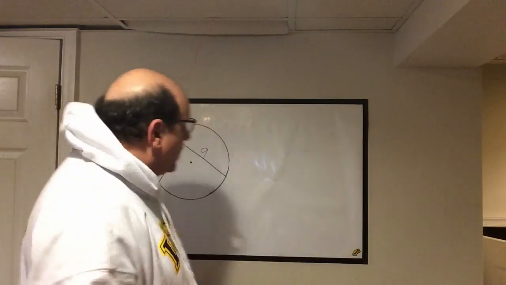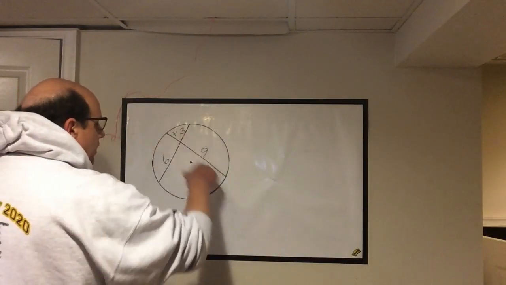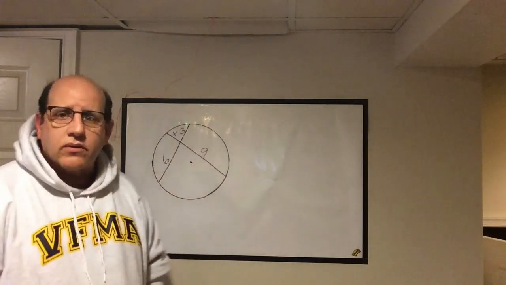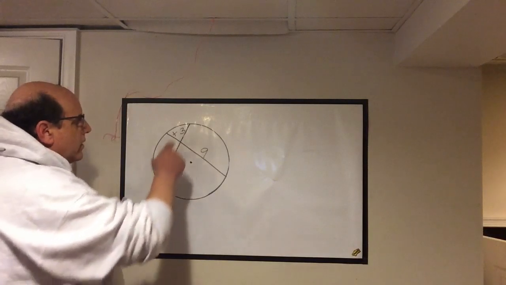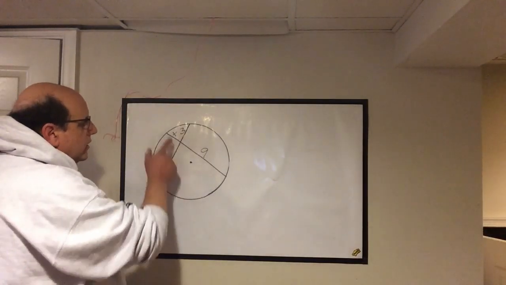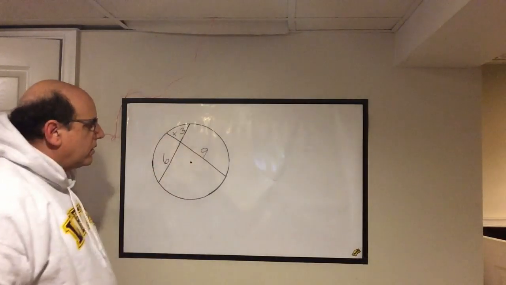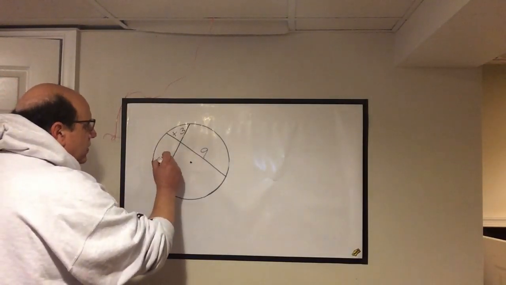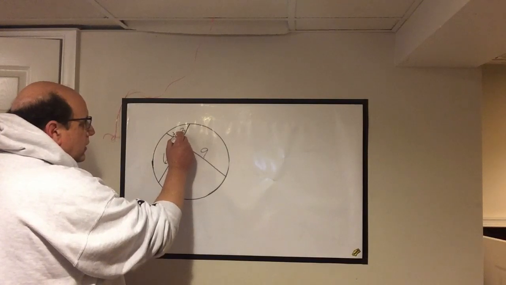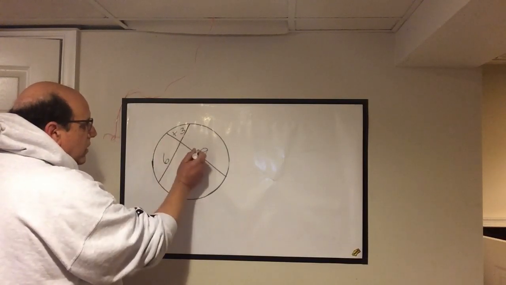Hi, we're working on a new concept today, and we're working on segments within a circle. What it talks about is if you have line segments or secants inside this circle, and we've been talking about secants, we know that the product of these two things equals the product of these two segments. So what it means is you just multiply 6 times 3 and make it equal to x times 9.